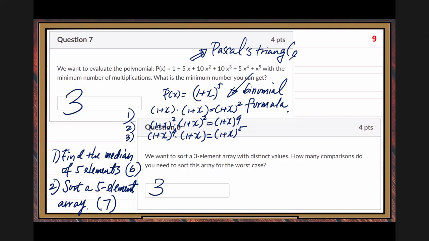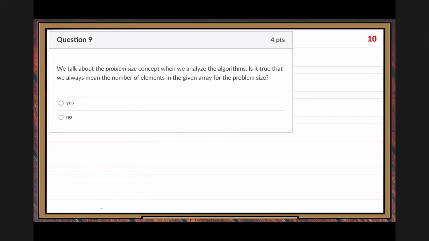Still a few more questions. I hope I have time to talk about homework. We talk about the problem size concept. True means always false? Is it true? No, not true. Because there is a special case of magnitude. Think about the magnitude case. Prime factorization, is it a magnitude case?